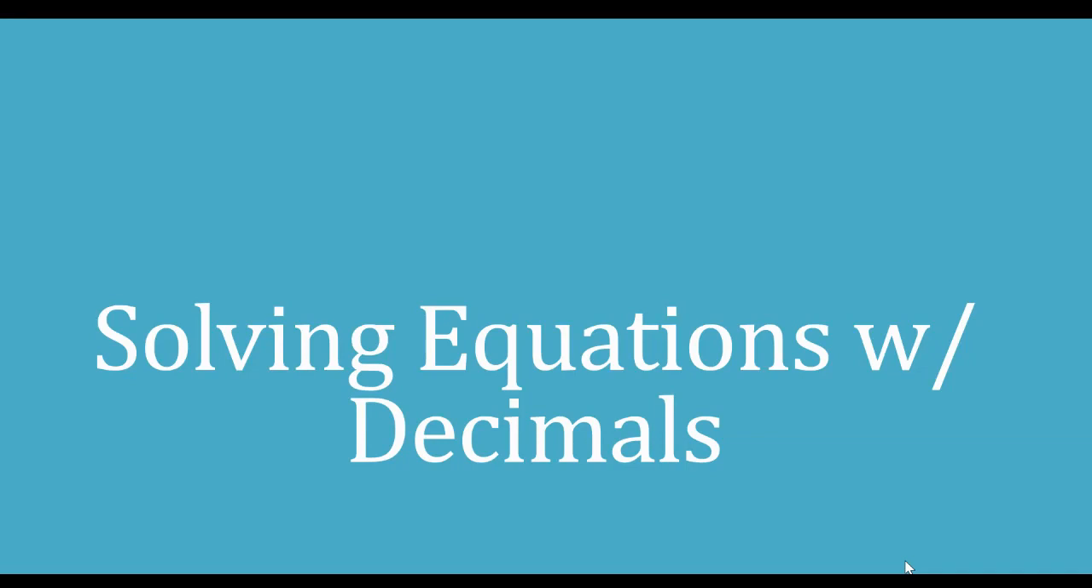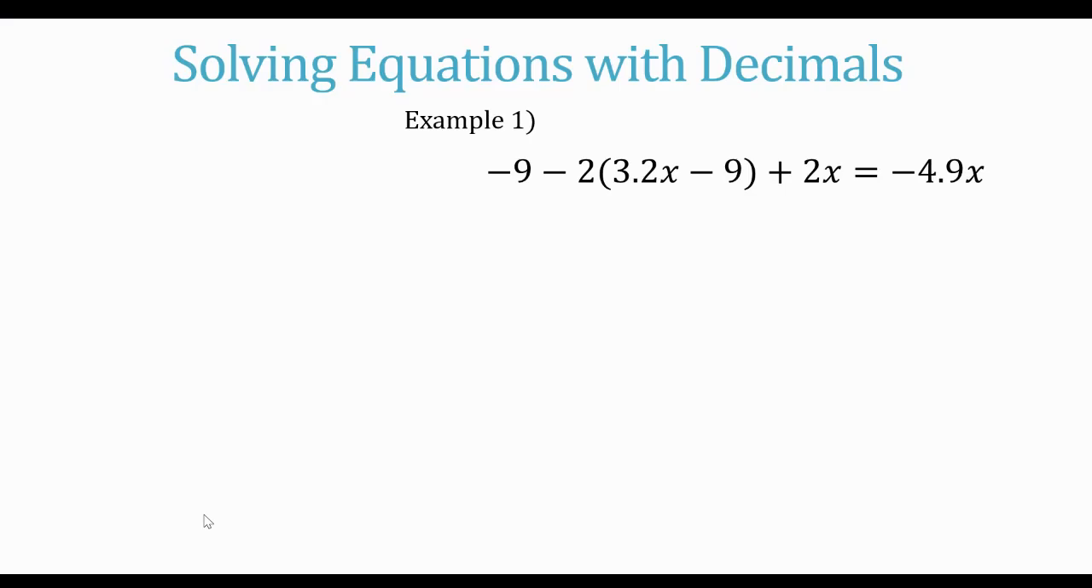Hey everyone, so now that we know how to solve equations with integers, meaning positive and negative whole numbers, and we know how to solve equations with fractions, today we're going to focus on solving equations with decimals. So this is going to be the equation that we want to solve today. Negative 9 minus 2 times the difference of 3.2x and 9 plus 2x equals negative 4.9x.